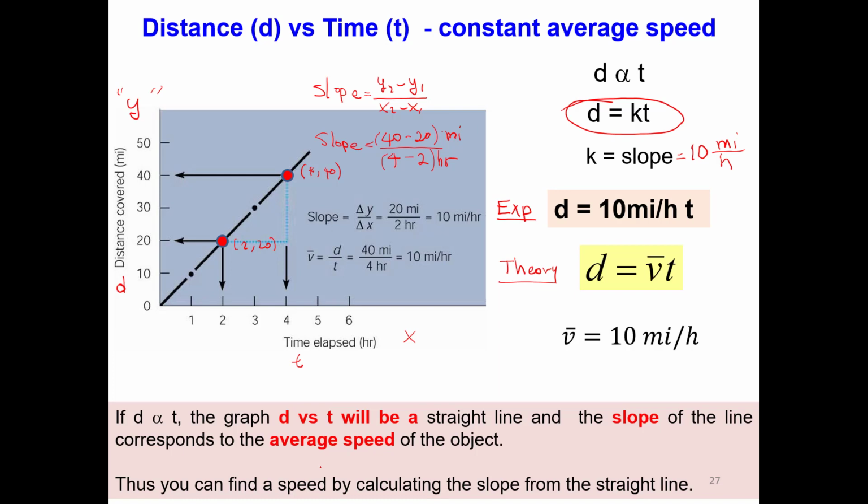Then how can we calculate the average speed? We just need to calculate the slope of the line. But this happens only if the distance is directly proportional to the time. This happens only if the car is moving at constant speed.